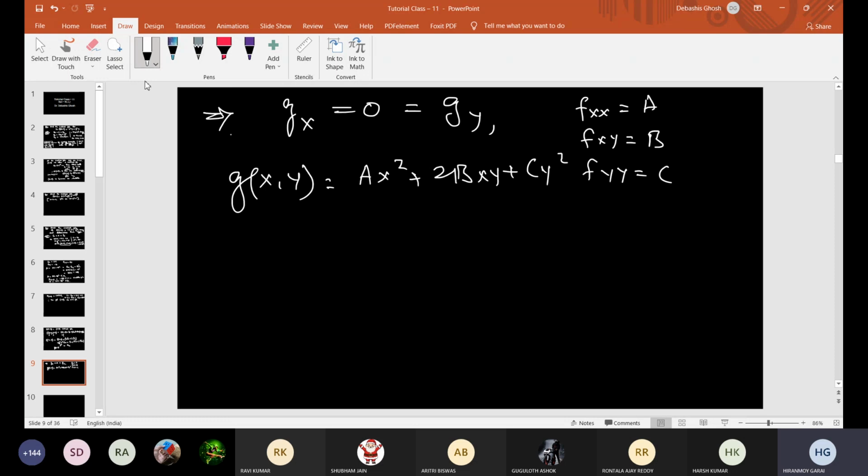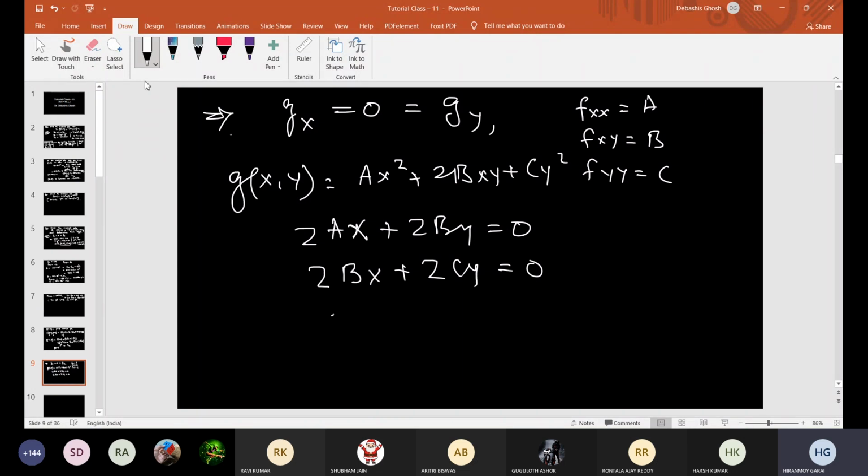Now if you consider g_x and g_y equal to 0, you have 2ax plus 2by equals to 0, and the other one, differentiating with respect to y, is 2bx plus 2cy equals to 0. From here we need to solve for the point (x0, y0). If you multiply this by c and this by b, these two terms will cancel out, then the term (ac minus b square) into x equals to 0 will come up.